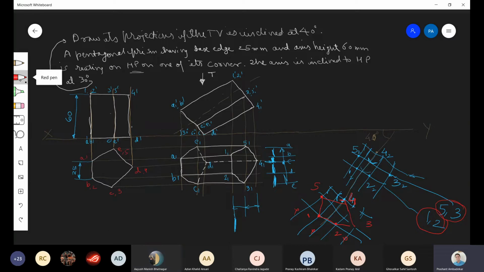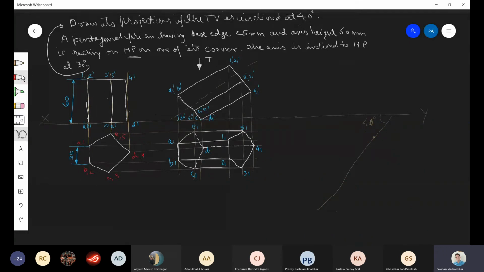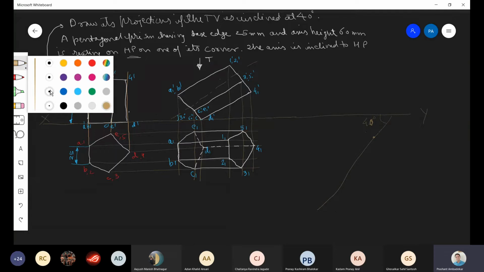ठीक है. तो आई एम इरेजिंग दिस. अच्छे से ड्रॉ करते हैं यहाँ पे. I am drawing it freehand here. One pentagon, and now I have explained you how to draw. I will just draw it.